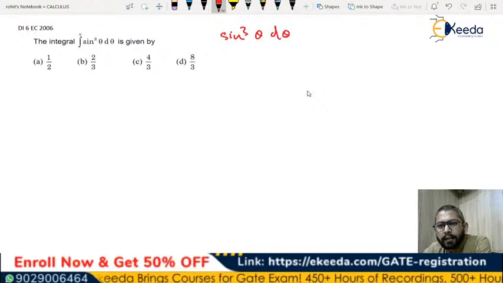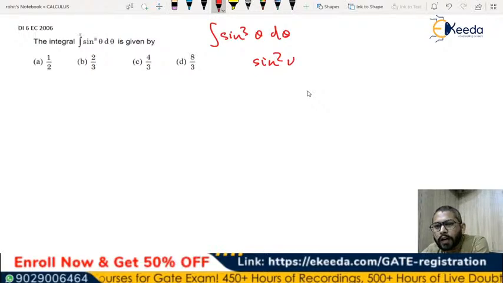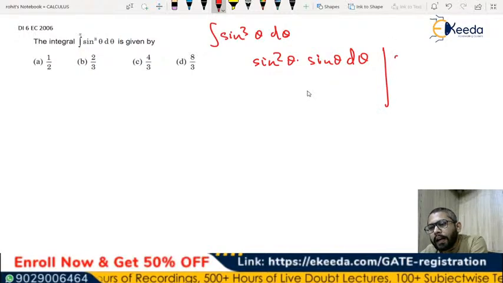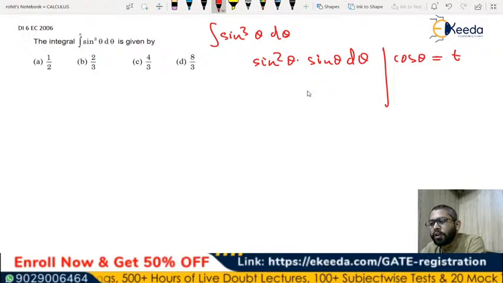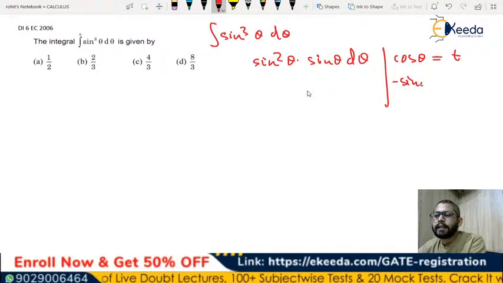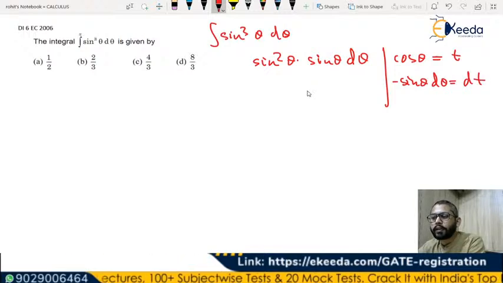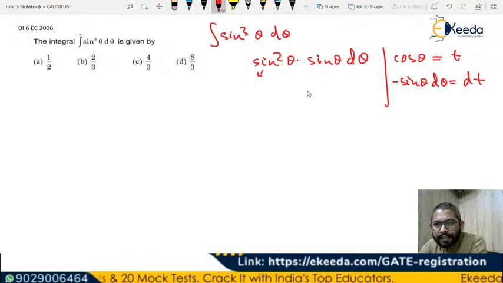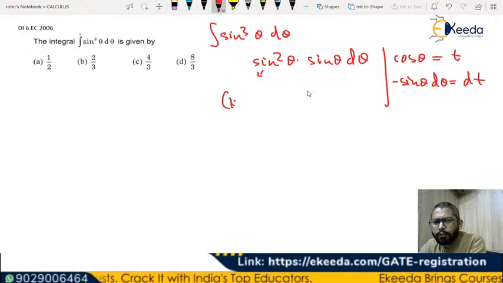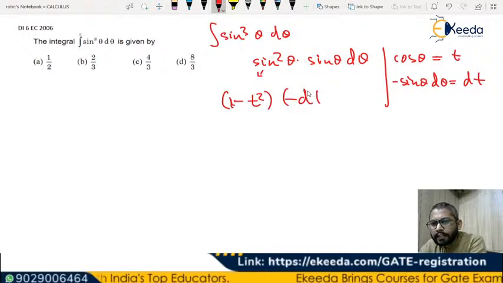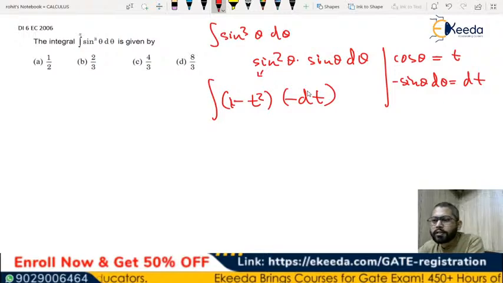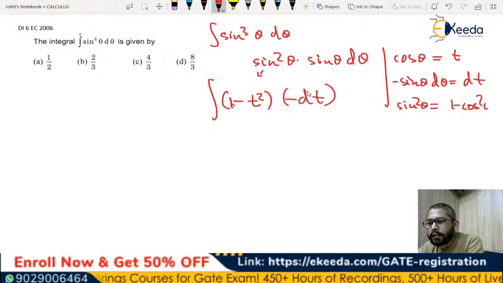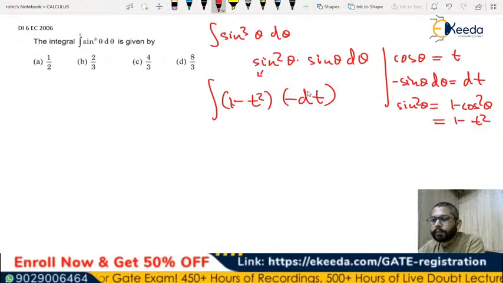d theta can be given as sine square theta into sine theta d theta, and then let's take one substitution as cos theta is equal to t. So if cos theta is equal to t, minus sine theta d theta will be dt, correct? And again, this sine square theta is 1 minus cos square theta, so I am writing it directly as 1 minus t square and minus dt. Getting it? Because if cos theta is t, sine square theta is 1 minus cos square theta, which is 1 minus t square. Clear?